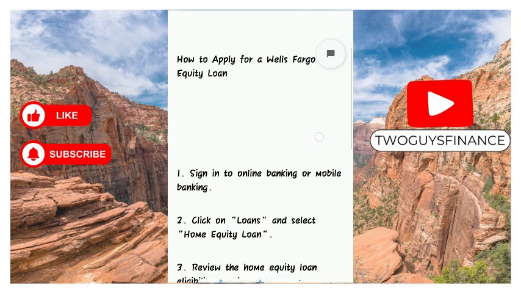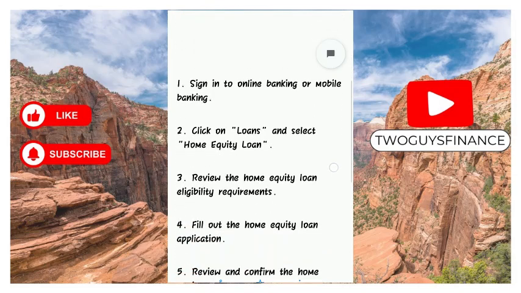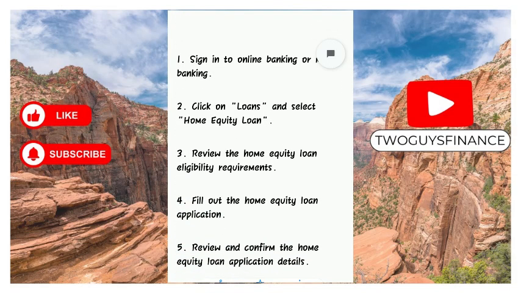So the first thing you want to do is to sign into your account. Now you can do that on the mobile app, or you can sign in on the website using your computer. Once you sign into your account, you just want to click on loans, and then you want to select home equity loan. Now you're going to need to review the home equity loan eligibility requirements to see if you're eligible for that, and if you are, just fill out the home equity loan application.